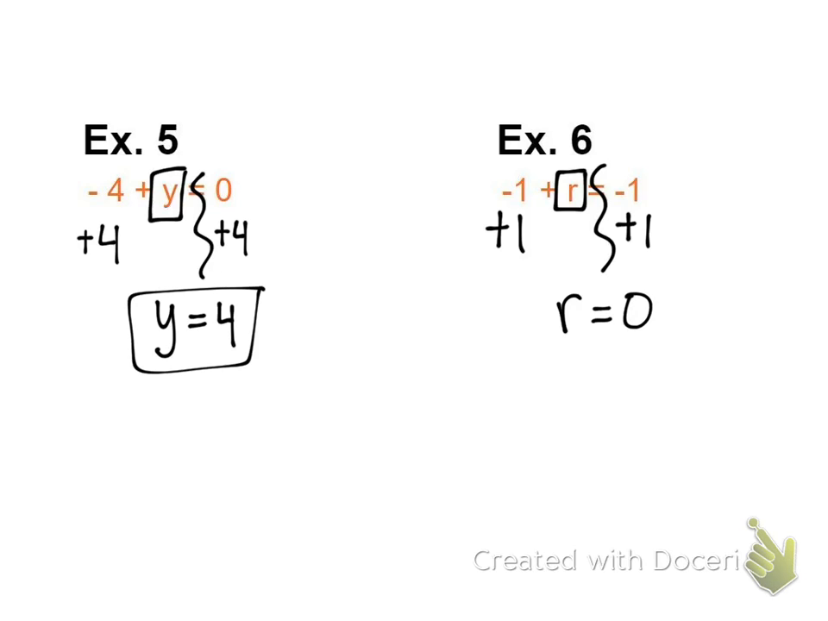R equals 0. You need that whole statement. Okay, so negative 1 plus 1 cancels out, and then it cancels out on the other side, or equals 0. If you just write down an R or just R equals without a number there, it's wrong. It's got to equal 0.